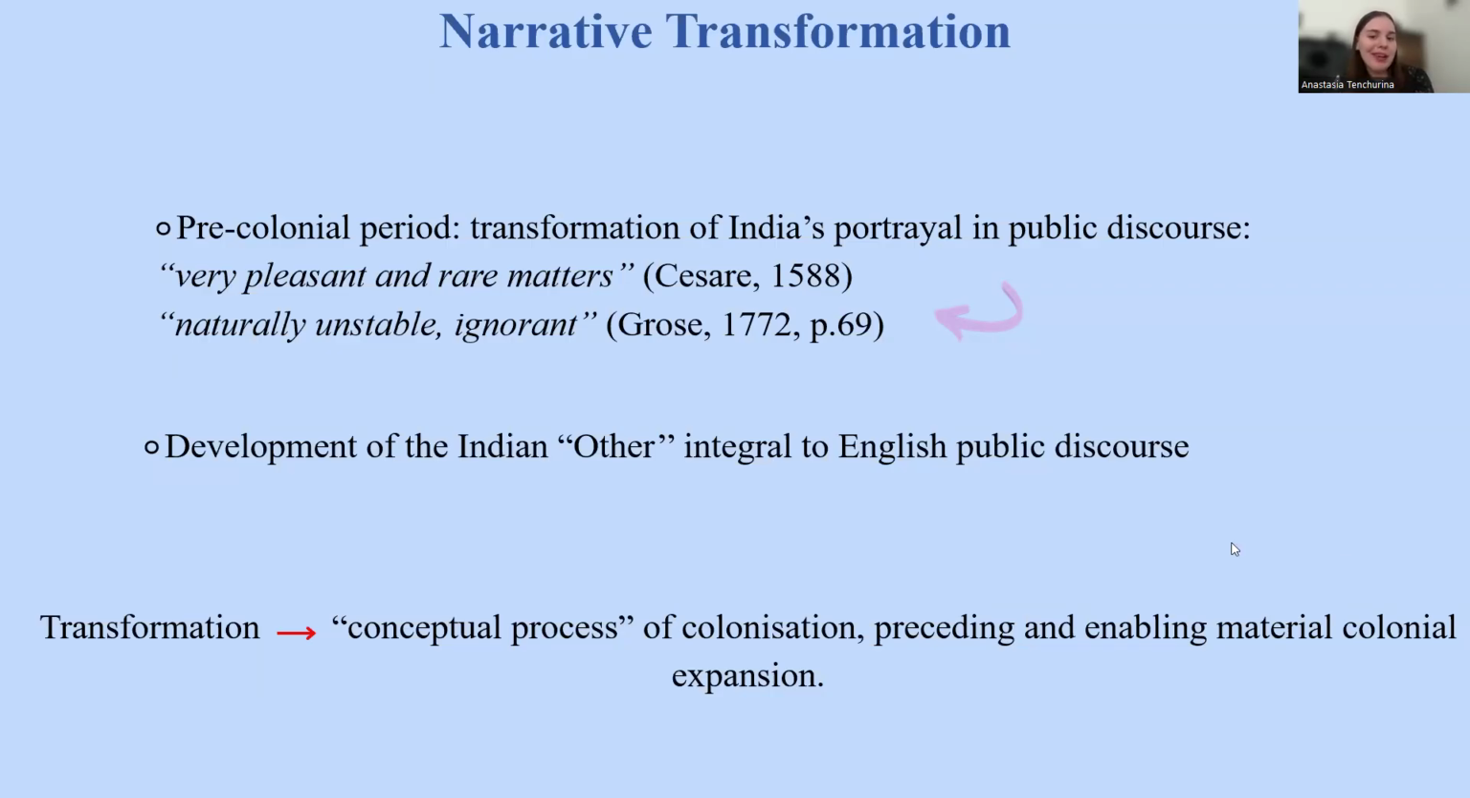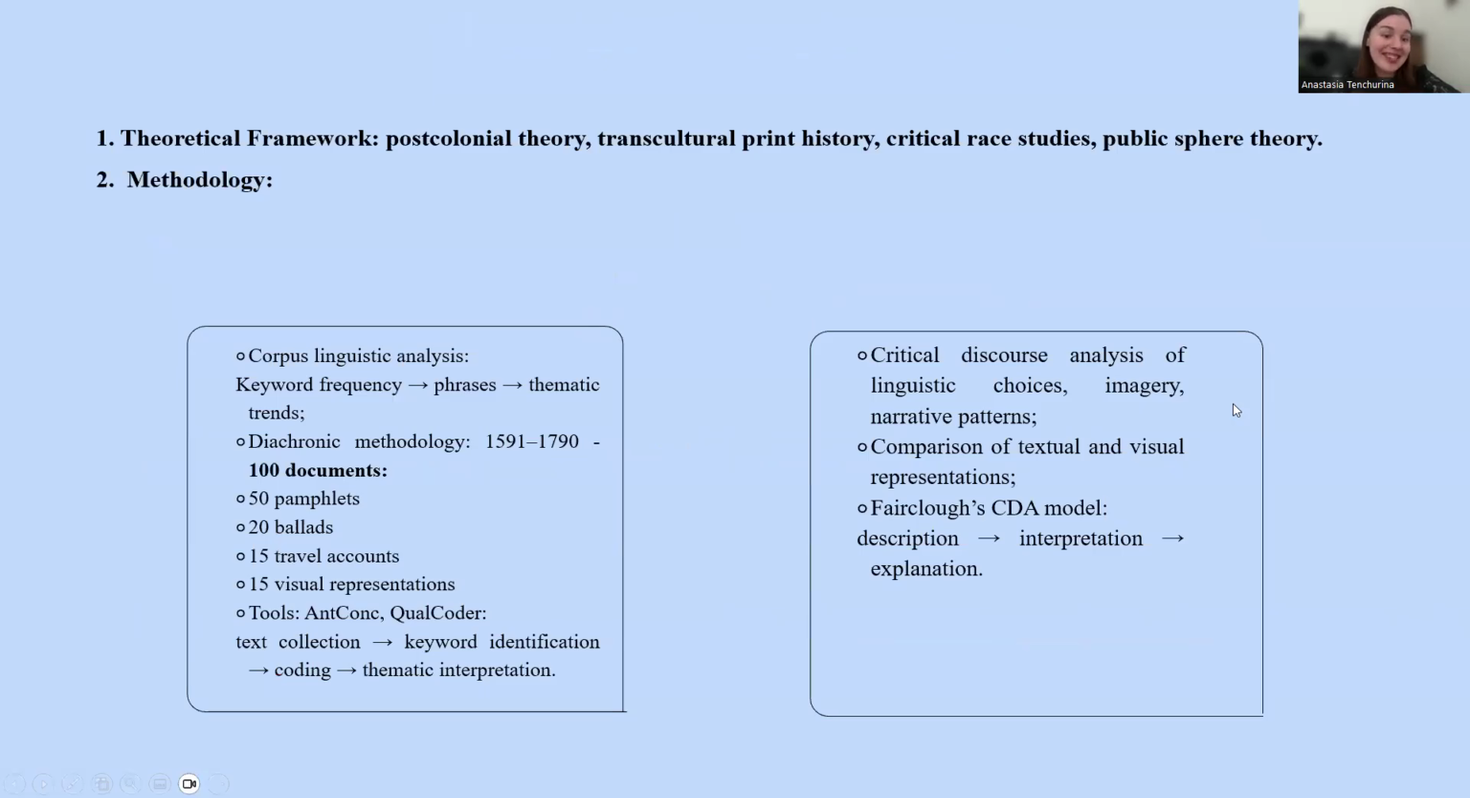It looks at popular print forms that were not confined to learned treatises. So I will be looking at pamphlets, ballads, travel accounts, and satirical prints. And what interests me specifically here is the gradual shift from landscape and goods to people and government. Next slide, please. So I will start with methodology and my corpus.